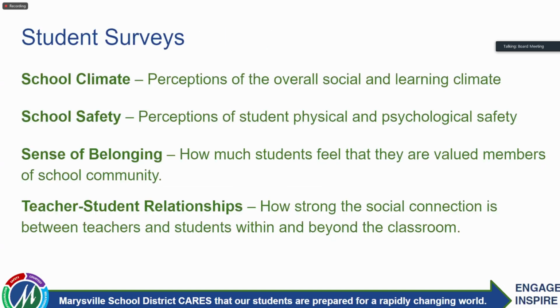And for this slide, we're going to talk about the students in grades 3 through 5. I wanted to tell you a little bit about what each of these areas are about. School climate is the perception of the overall social and learning climate, so it's what students are thinking about the social and learning climate in their school. School safety is the students' perception of their physical and psychological safety. A sense of belonging is how much students feel that they are valued members of their school community. And teacher-student relationships is how strong the social connection is between teachers and students within and beyond the classroom.